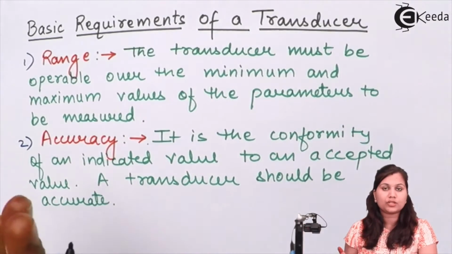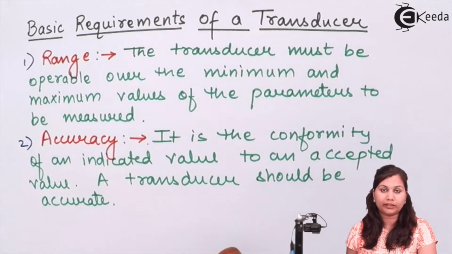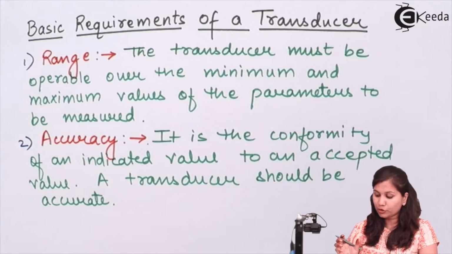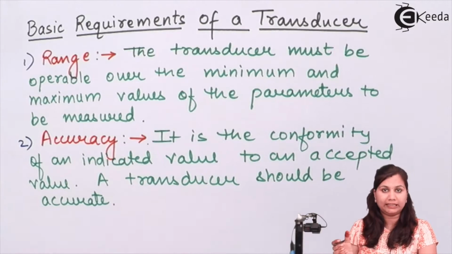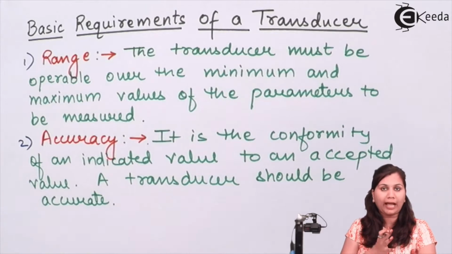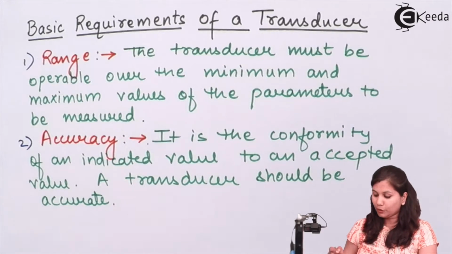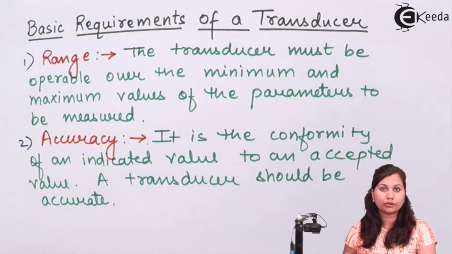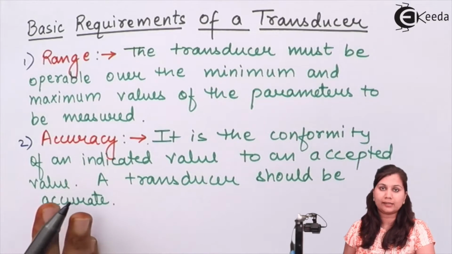So when a transducer is doing the conversion from a non-electrical to an electrical quantity, the magnitude should be close, means there should be conformity between the indicated value and the accepted value. Indicated value means the measured value and accepted value means the true or actual value of the quantity. So we can say that the transducer should be accurate in its measurements.